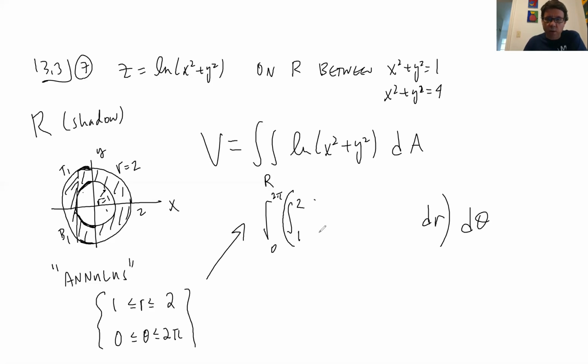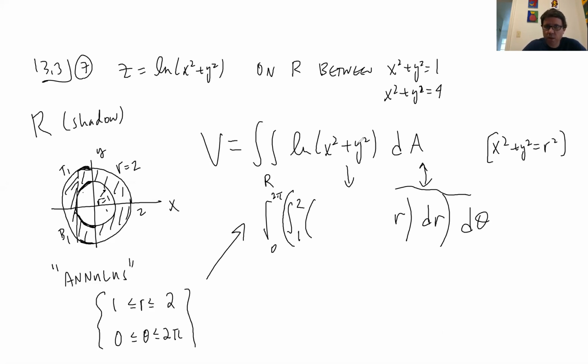That's that one. But then you also have to remember that dA is not just dr d theta, it also has an r. So those three things together is dA. And now convert the inside. I haven't left much room, but you probably need to remember that x squared plus y squared is r squared. So the inside part just becomes the natural log of r squared.